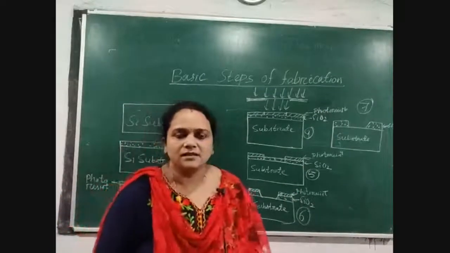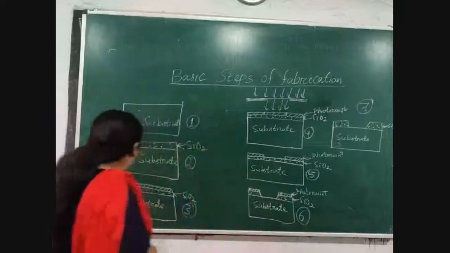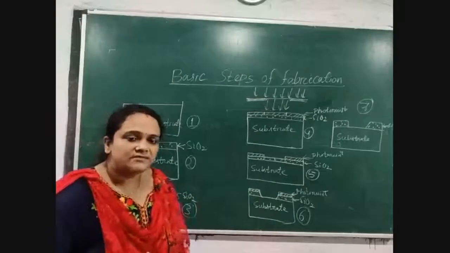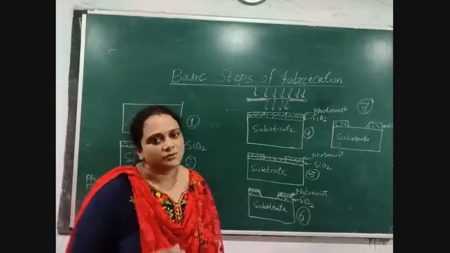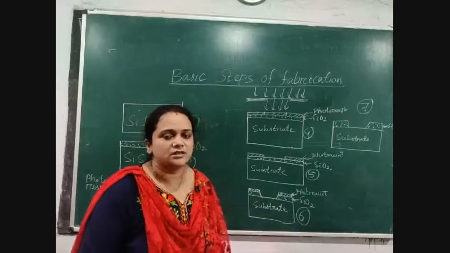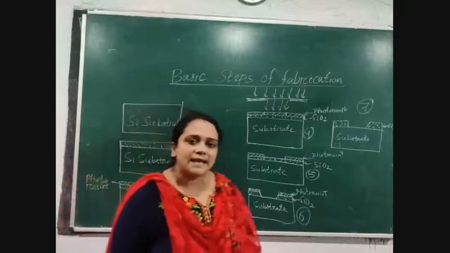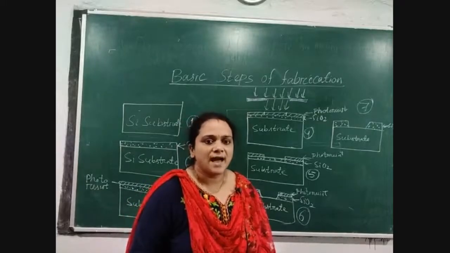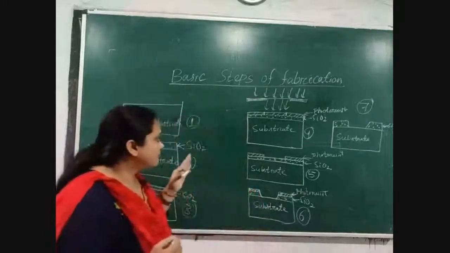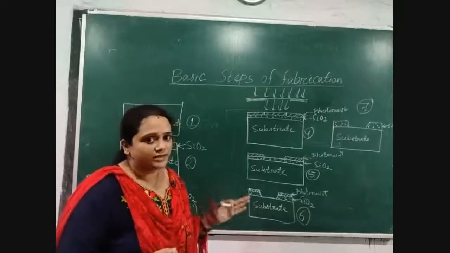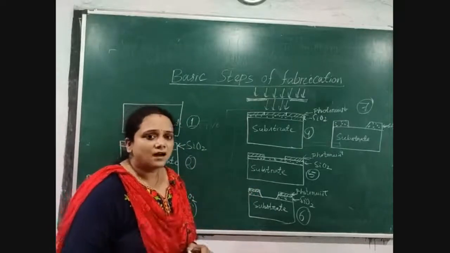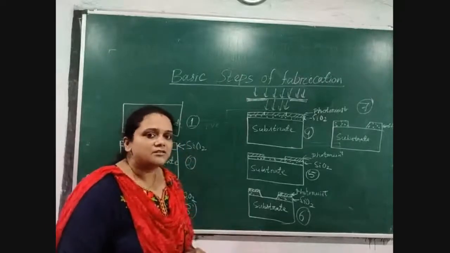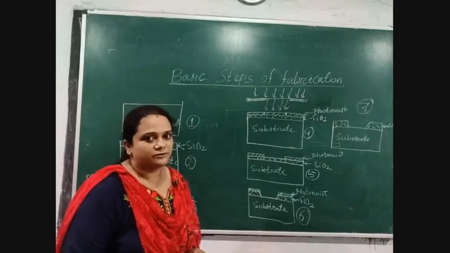And another thing, as I said, here we use positive photoresist. We generally use positive photoresist. We less prefer the negative photoresist. Why? Because negative photoresist is more sensitive to light, and the photolithography resolution of the negative photoresist is not as high as positive photoresist. Because of that we prefer positive photoresist.